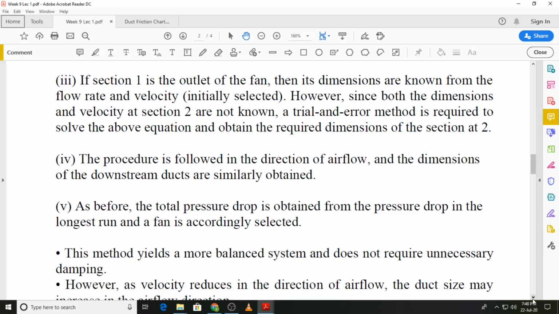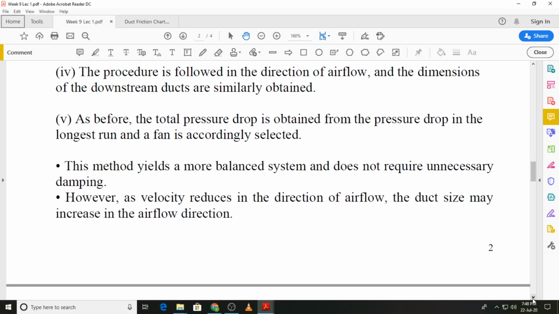So the advantage of the static regain method is that it gives us a more balanced design, and unnecessary damping is reduced. And as I had said earlier at the beginning, because we are successively reducing the velocities, the duct size may increase in the airflow direction, because at some point we might have a large pressure drop if we do not increase the duct size. So that could be a possibility.